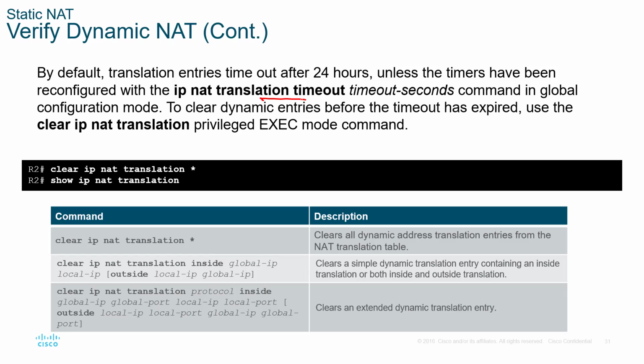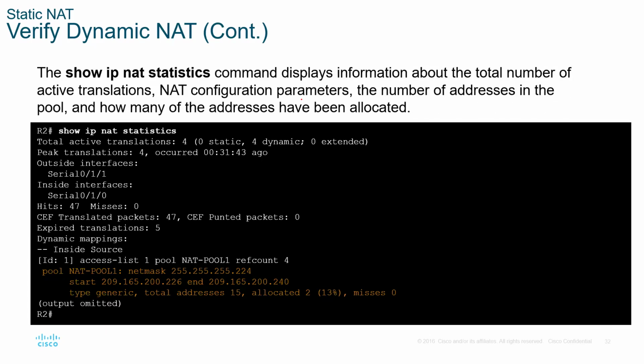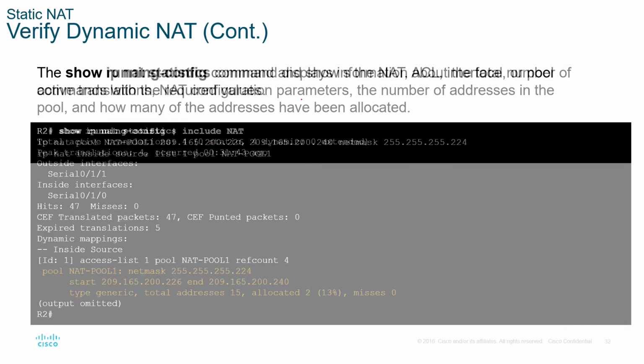Clear IP NAT translations. What does that command do? With clear IP NAT translation, it basically clears everything. It clears all the entries that we have on our NAT translation table. That's another show command showing us statistics. I don't think there is much there.